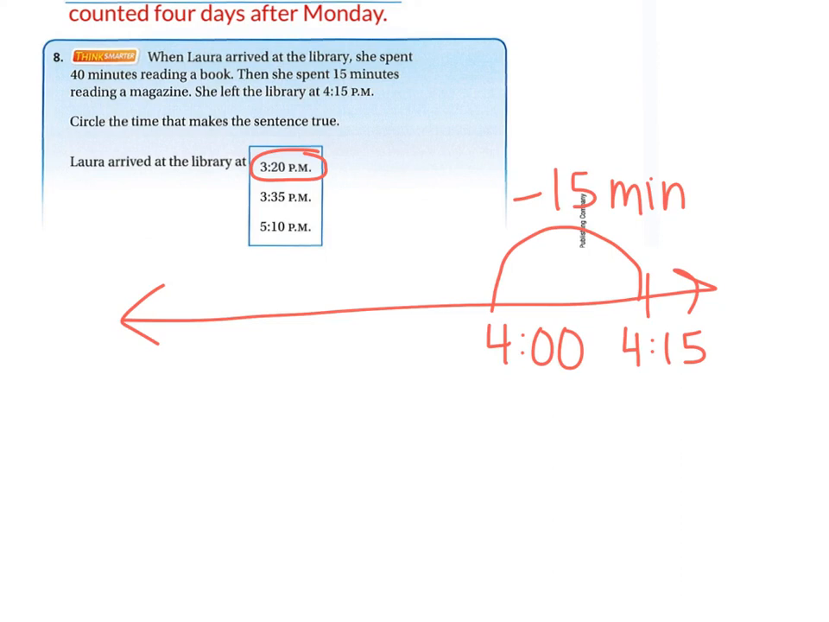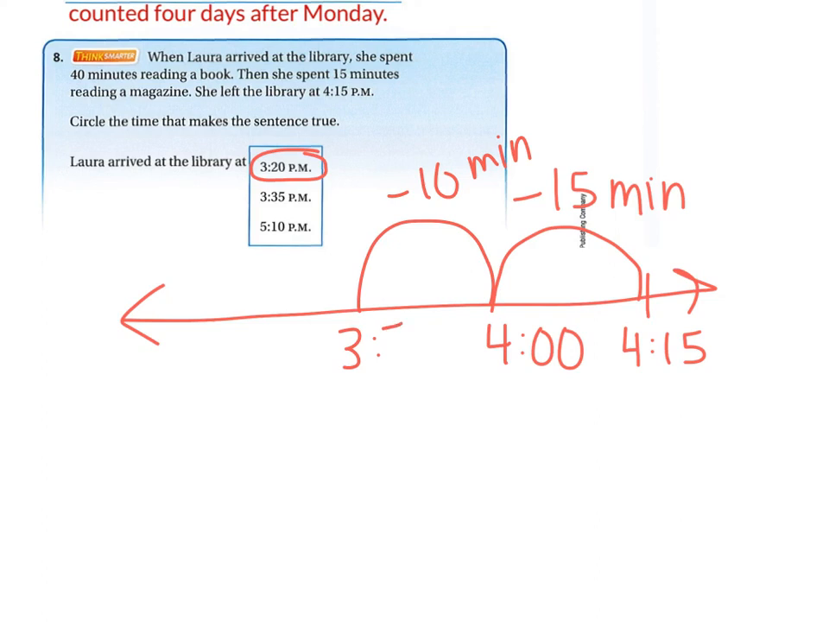Now from here, this is tricky. We're at 4 o'clock. We want to jump back the 40 minutes that she spent reading her book. So this is tricky because we're at 4 o'clock and we're going backwards. So remember, if we're going backwards, we're at the previous hour, which is 3. And I forgot my time up here. I'm going to jump 10 minutes to make sure I get into the 3 o'clock hour correctly.